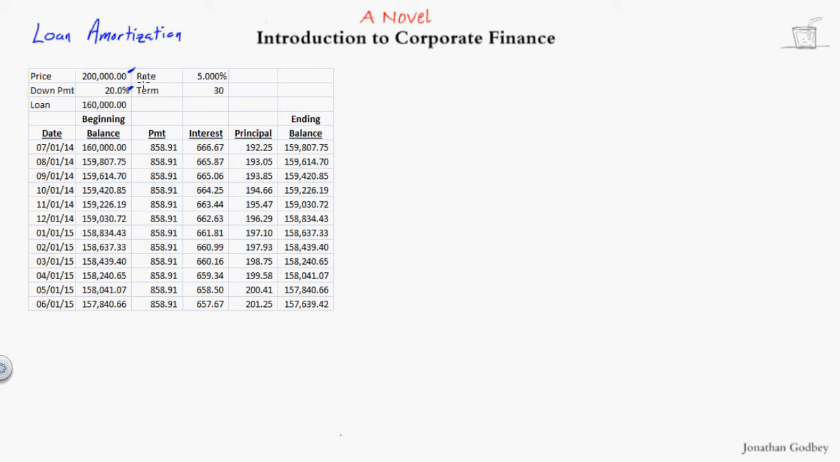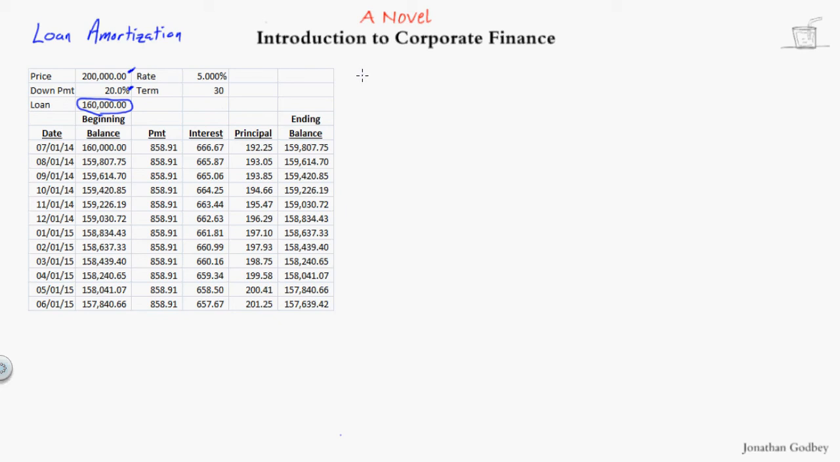We put down 20%, which is 40 grand, which means we need to borrow $160,000 from the bank. Now the terms of this are going to be 30 years, 5% interest rate, which is a fixed interest rate. I want to determine two things. First, I want to show you how to determine the payment.